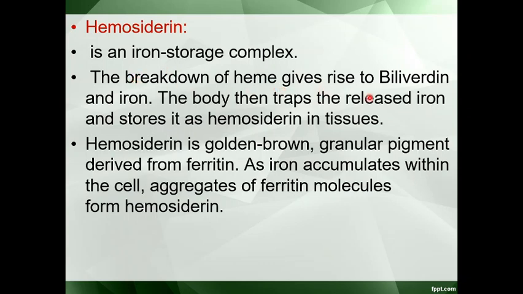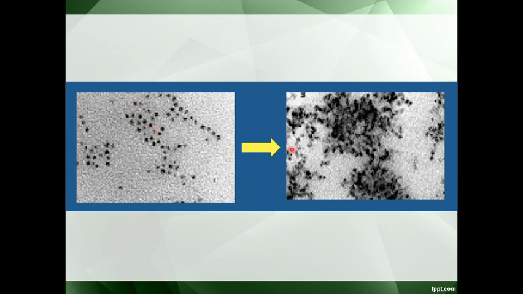The breakdown of heme gives rise to biliverdin and iron, just like in the diagrammatic presentation I showed you, how hemoglobin is converted to biliverdin, biliverdin is converted to bilirubin, and iron is released. The body then traps the released iron and stores it as hemosiderin in the tissues. What is hemosiderin? It is a golden brown granular pigment derived from ferritin. Ferritin aggregates and hemosiderin is formed. As iron accumulates within the cell, aggregates of ferritin molecules form hemosiderin. Here you can see the ferritin, and here the ferritin has aggregated, and this is hemosiderin.